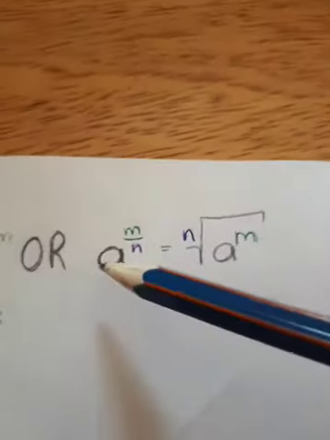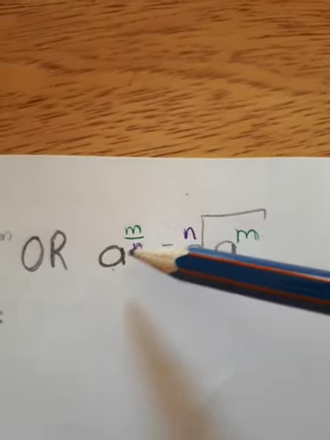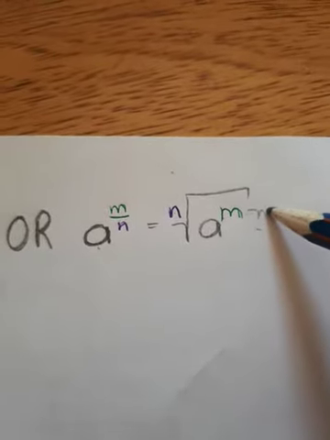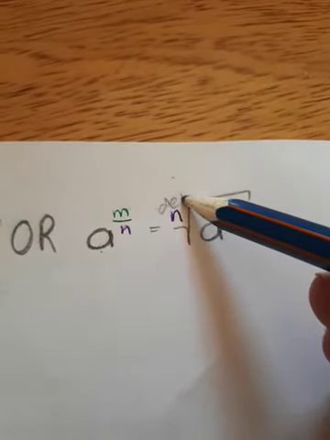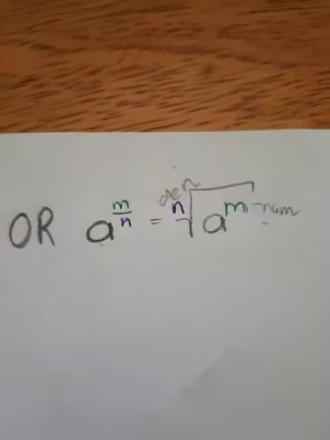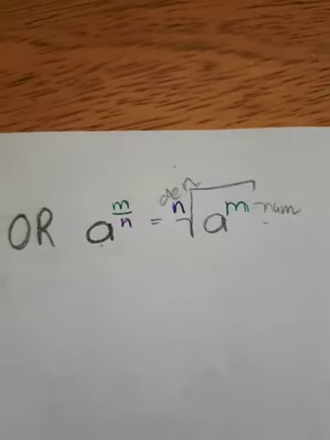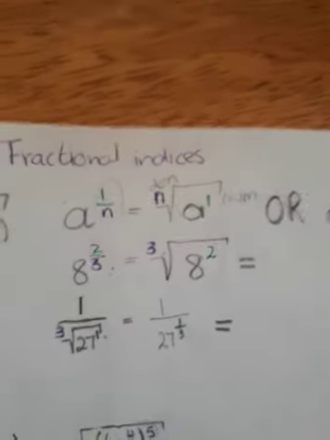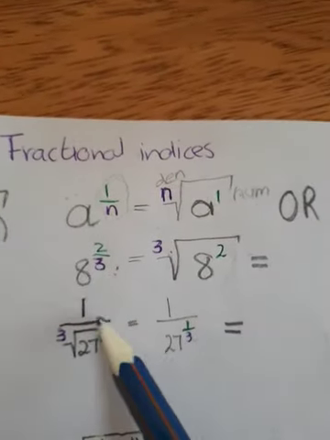Or when you have a to the power of m over n, then again the numerator goes along with the base, and the denominator goes along with the root. So a fractional index can be solved by taking the denominator's root and the base to the numerator. If we look at this example, 8 to the power of 2/3, then the following will happen.